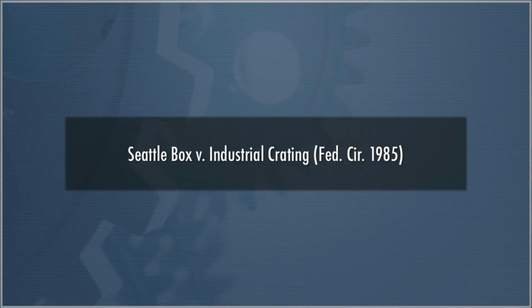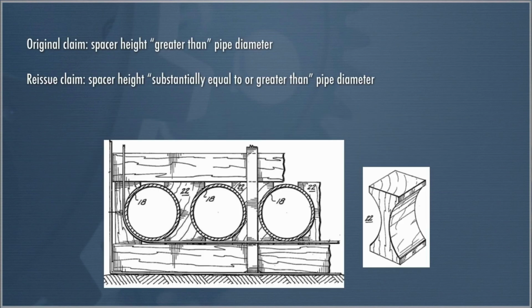Right? So the key case on this is the Seattle Box case. Seattle Box had an original claim where there was a spacer. This was a method. These cardboard spacers were a method of stacking pipes on a flatbed truck. And obviously, if you put pipes on a flatbed truck, they'll roll everywhere. So you need spacers so that you can stack them high and that they don't roll and they don't get crushed and those sorts of things. Right? And the original claim said the spacer height was greater than the pipe diameter, right? And then they reissued that patent, and they had a reissue claim.